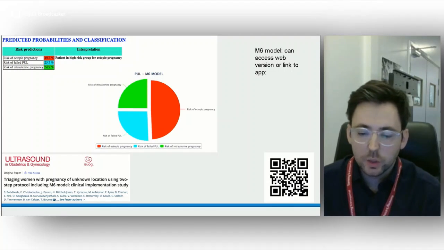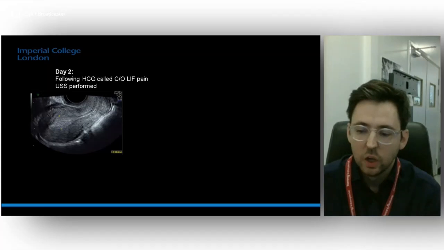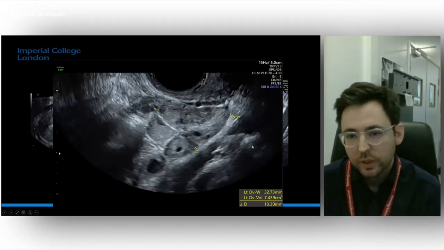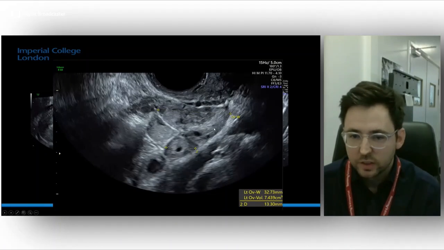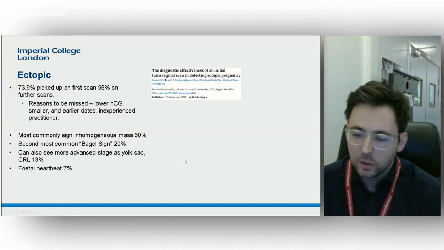Because of the findings, we called her back for a scan on the same day. And if we go to the next image, we can see, again, the thickened endometrium is seen, a normal looking right ovary. And then in the next slide, we can see the left ovary with a mass just sitting below. Its appearances are of a bagel shaped mass.